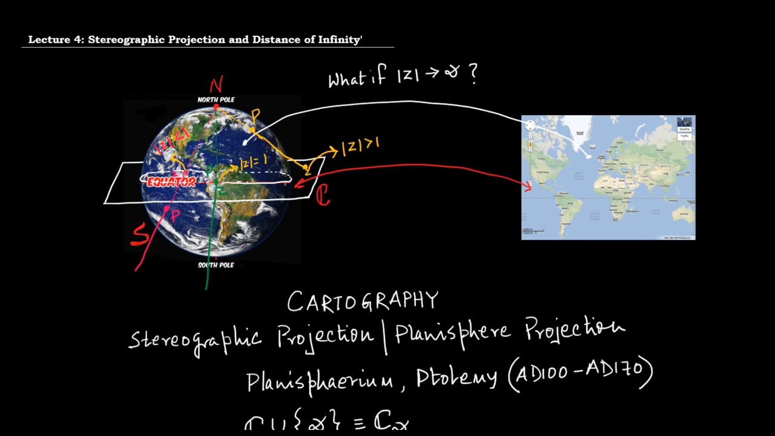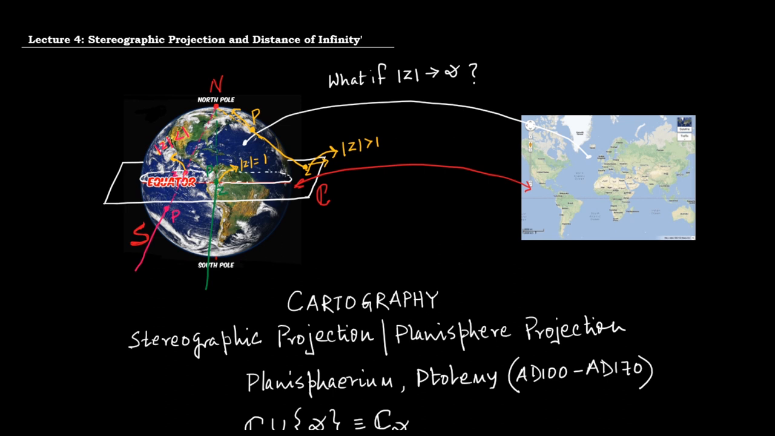That means the Z is moving further in this complex plane, further in any direction. Just think, it's pretty simple. When this Z moves further, this P will move closer to N. As Z moves further, mod Z will tend to infinity, and eventually this P will tend to N.